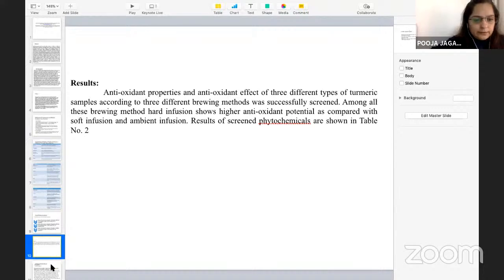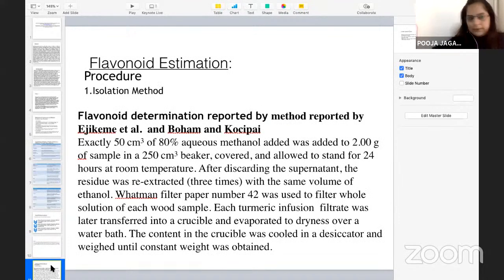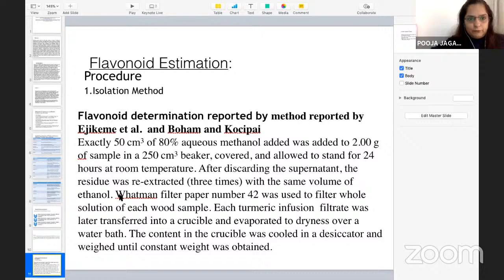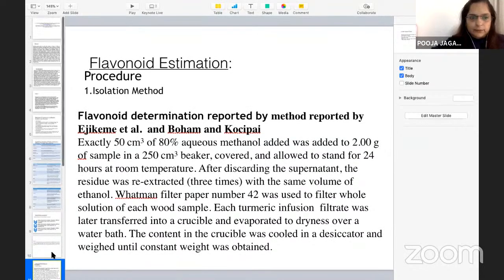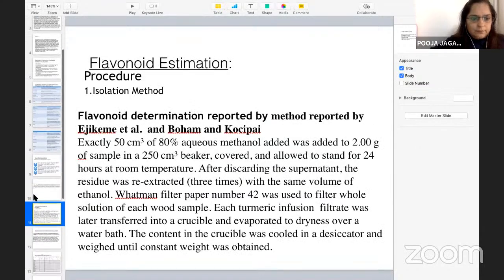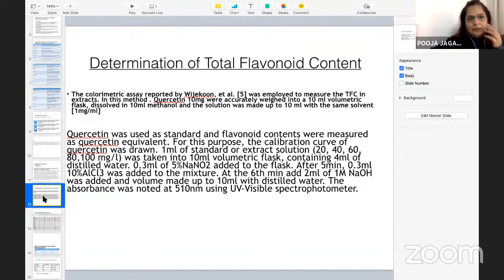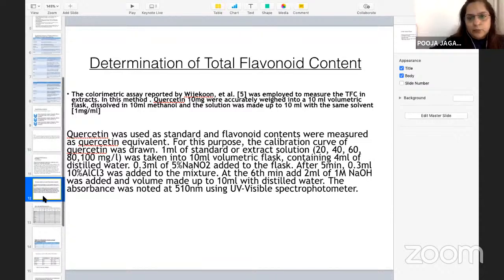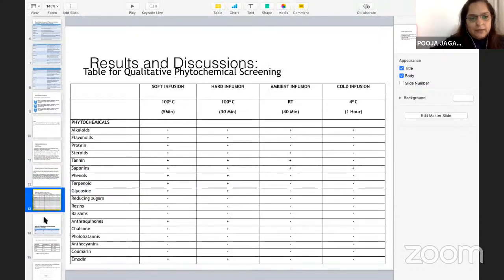Now here, these are the results. I'll just take one more minute. Flavonoid estimation was done by the known method. Total flavonoid was determined using quercetin as a standard, and flavonoid content was measured as quercetin equivalent. A calibration curve was prepared. And I'll now go to the results directly as I'm running short of time.